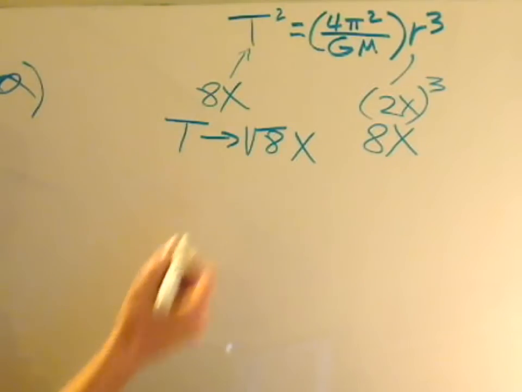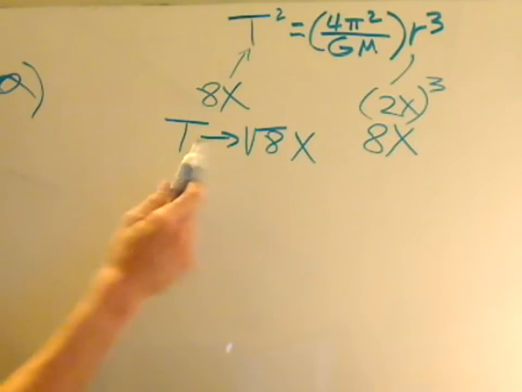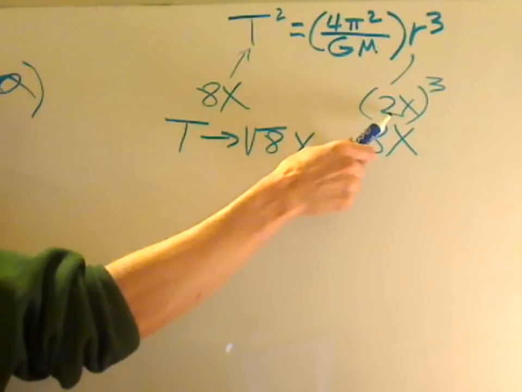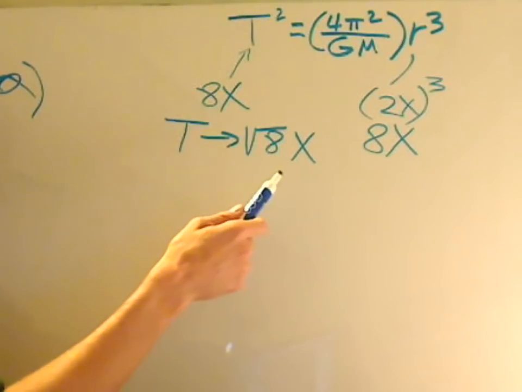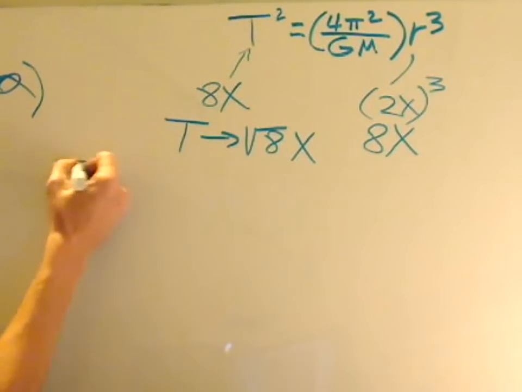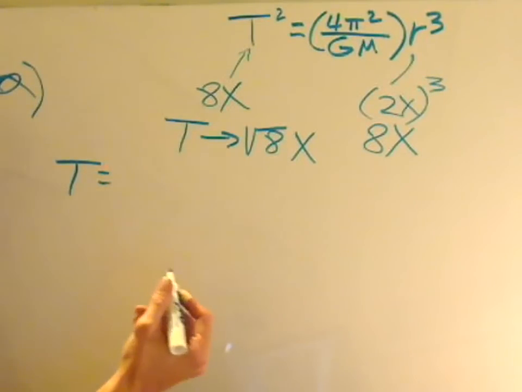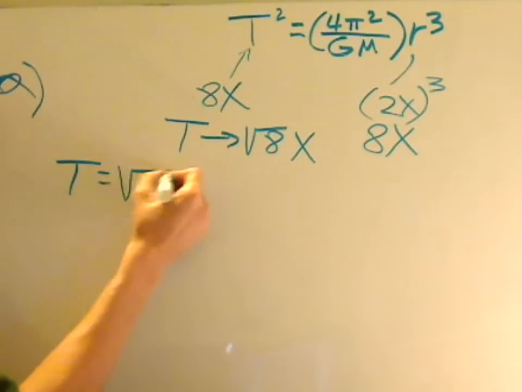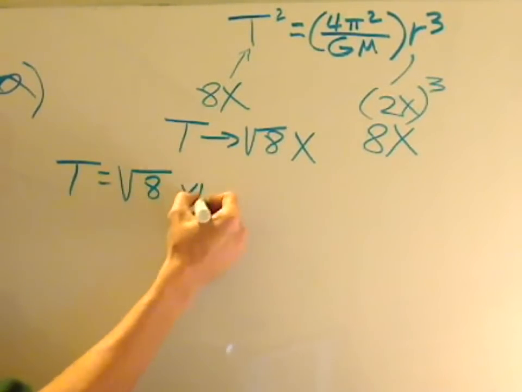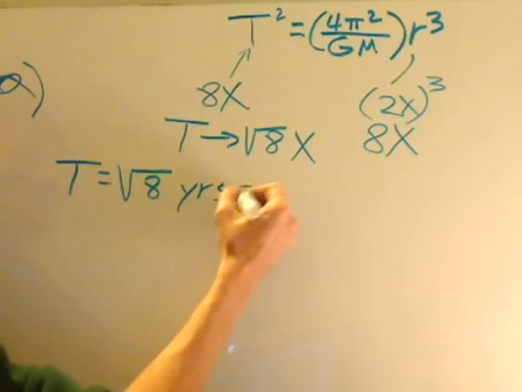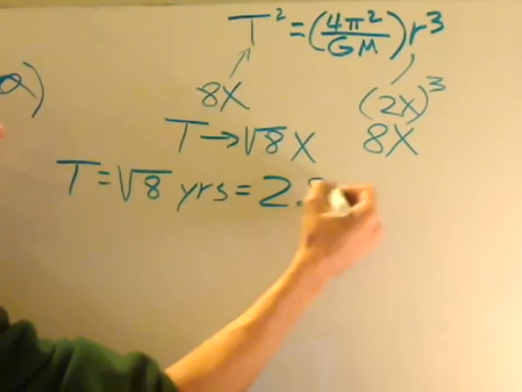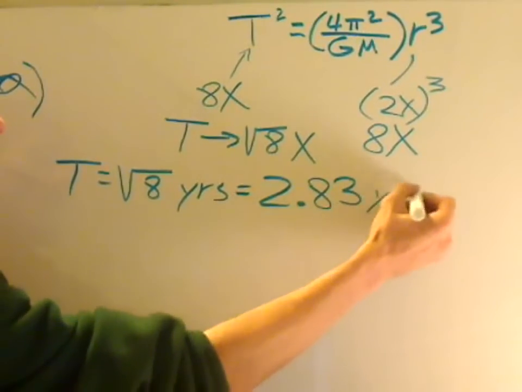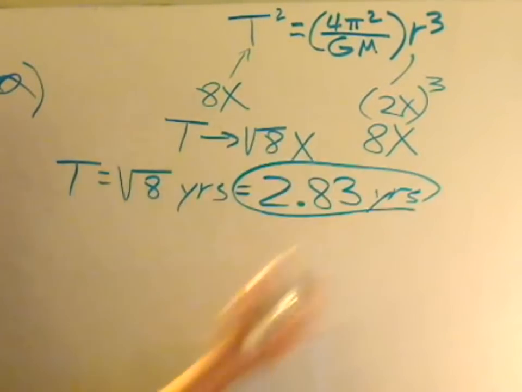Therefore, if we've doubled the distance of the Earth from the Sun, the orbital period would get square root of 8 times larger than it currently is. Since it's 1 year as we know it today, it would now be square root of 8 years, which is 2.83 years.